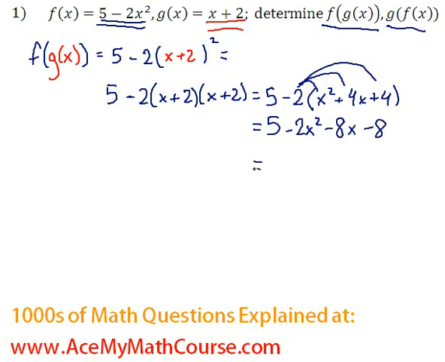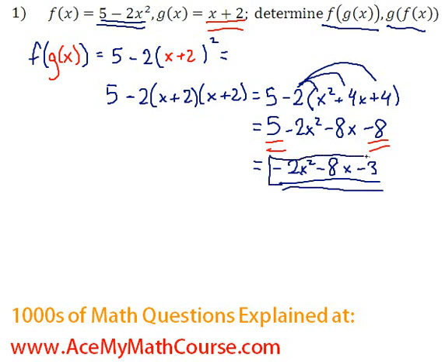Now we can combine like terms, and we have these two here as like terms. So negative 2x squared minus 8x. 5 minus 8, negative 3. That's it. So this guy here is f of g of x.